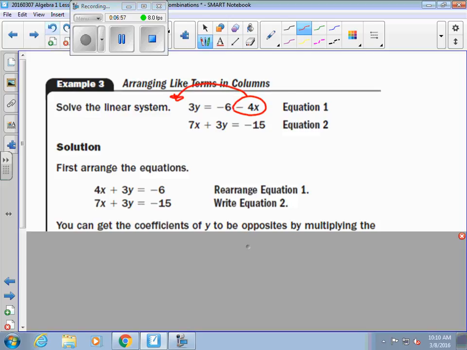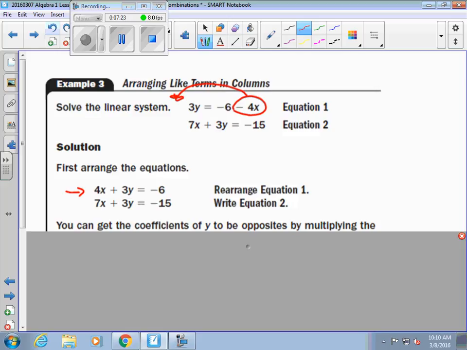Remember, if it crosses over the equal sign, if it was negative 4x on the right, if it crosses to the other side, what does it become? Negative 4x becomes what? Pay attention, everybody. If negative 4x goes from the right to the left, what does it become? Positive 4x. And you can see here it says positive 4x plus 3y is equal to negative 6.